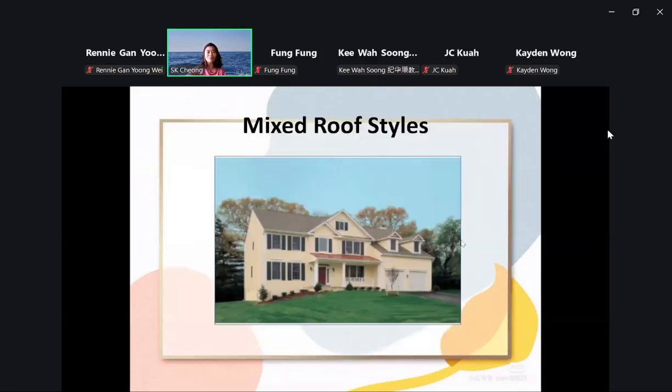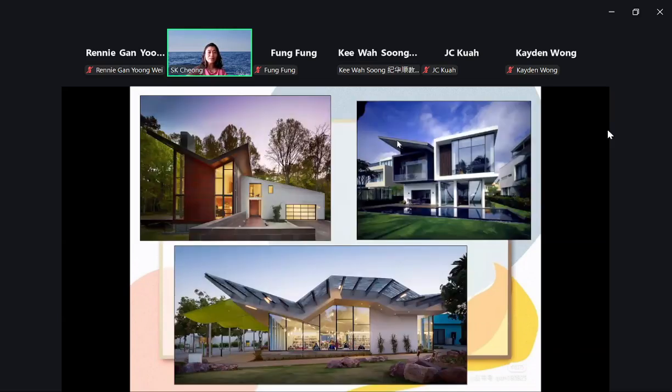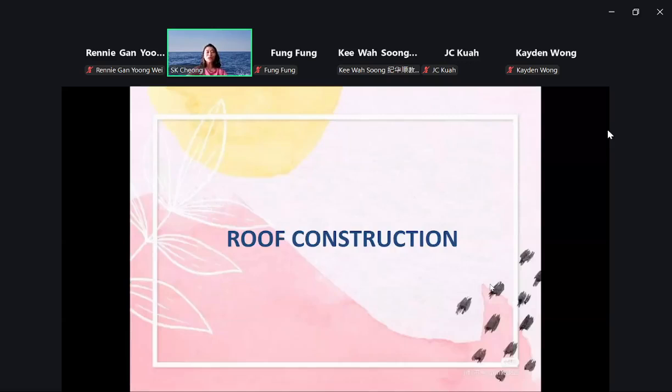Mixed roof type. So it makes up a few types. You can easily see a gable over here, and then some they call it butterfly, right? Butterfly is this, and then slanting. So they mix up the design. So we have gone through all the types.